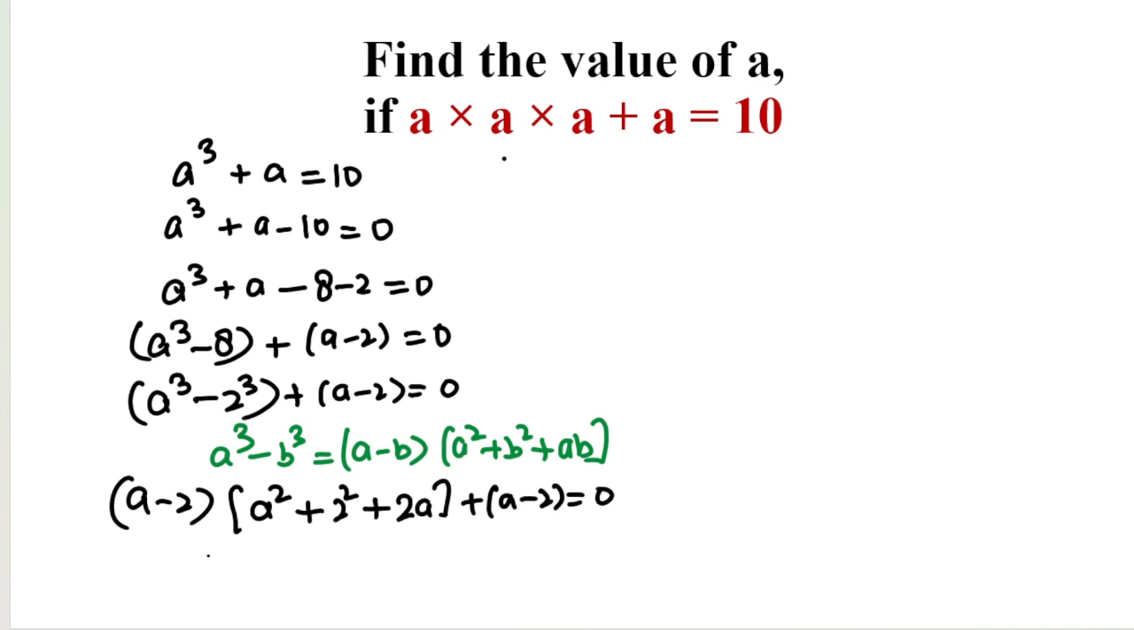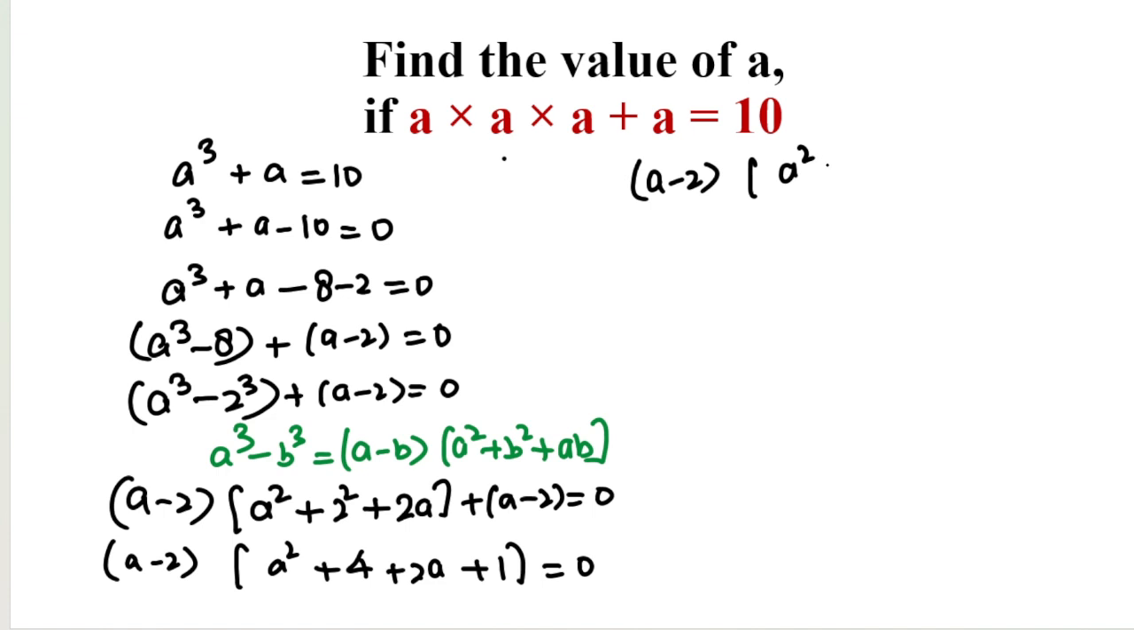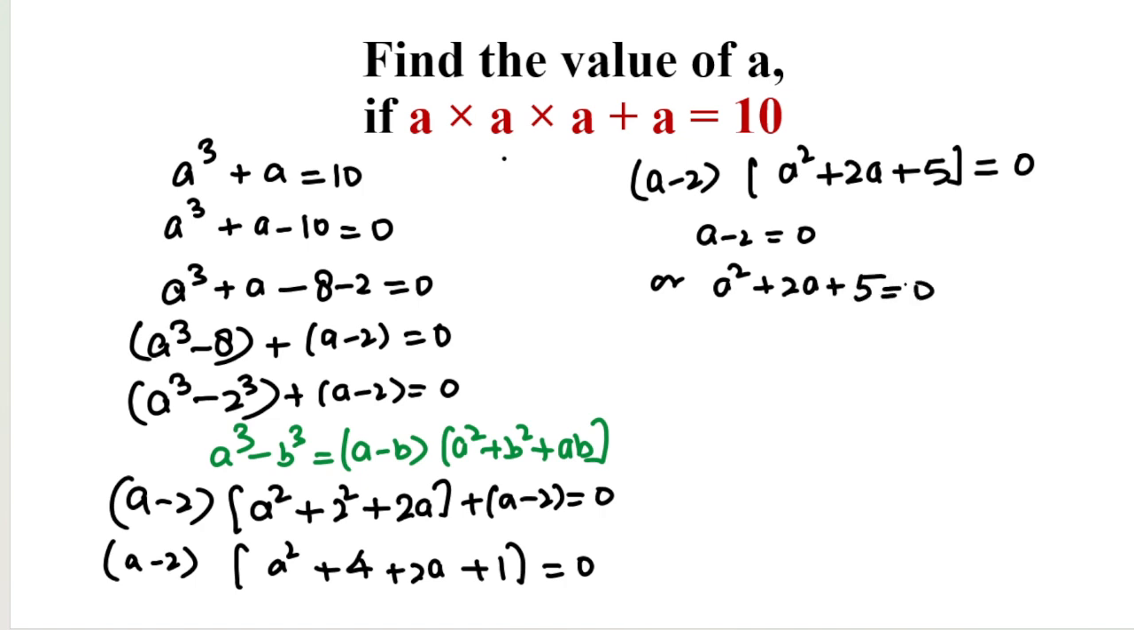Now a minus 2 common bracket a square plus 4 plus 2a और इधर टर्म बचे हमारा 1 और इक्वल टू 0. अब इसको लिखेंगे a minus 2 a square plus 2a और plus 5, 4 plus 1 equal to 5 and that is equal to 0. Now the term a minus 2 equal to 0 or a square plus 2a plus 5 equal to 0.